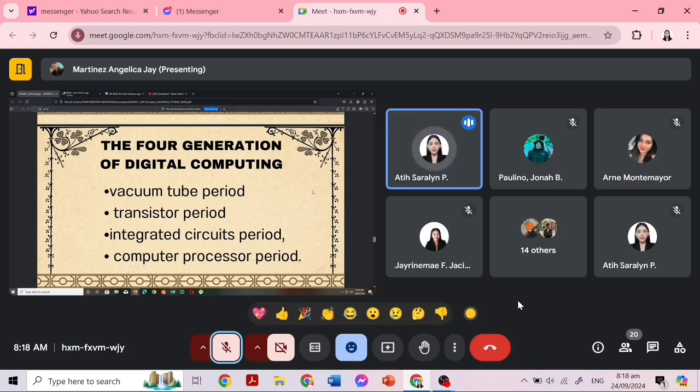The next one is transistor period. Okay, so imagine you have a light switch. So you can turn the light on and off, right? Now, imagine something that can not only turn the light on or off, but also control how bright it shines. So that's kind of what a transistor does. The third one is integrated circuits period.